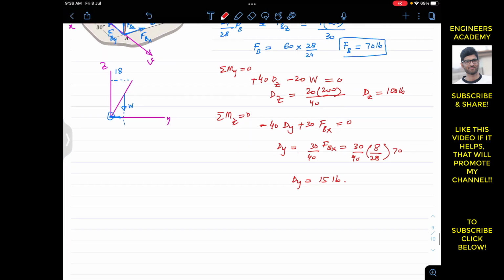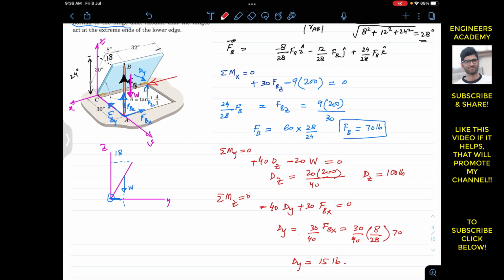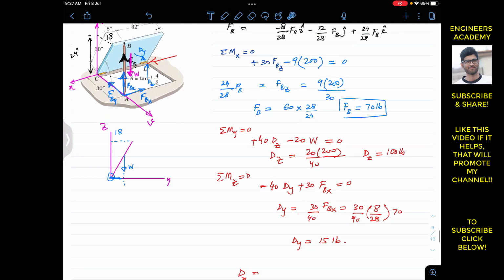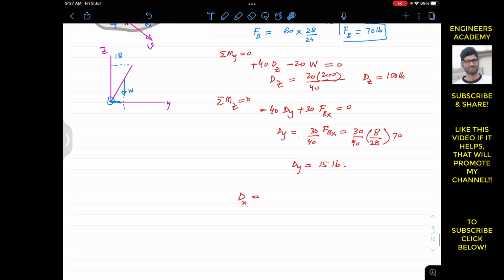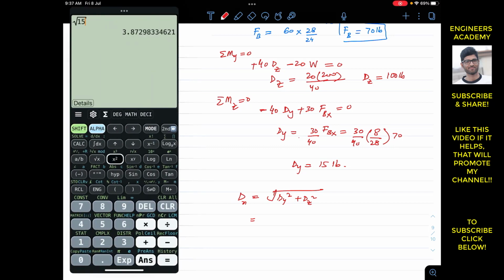Now the resultant support at D will be equal to D, and this will be the normal resultant, right? Since we have dx reaction as well, but in the problem statement it is required to find the support at D normal to the hinge axis. So dy and dz are normal. So the normal support resultant will be the square root of dy square plus dz square, by applying the Pythagoras theorem. So now dy is 15, so 15 square, and dz is 100, so 100 square. So this is equal to 101.12 pounds.